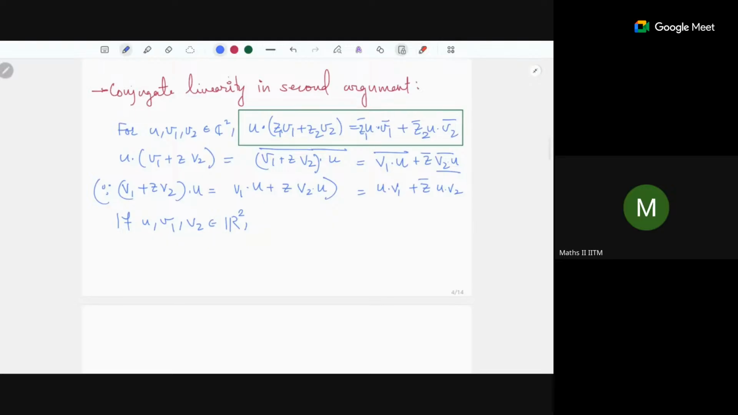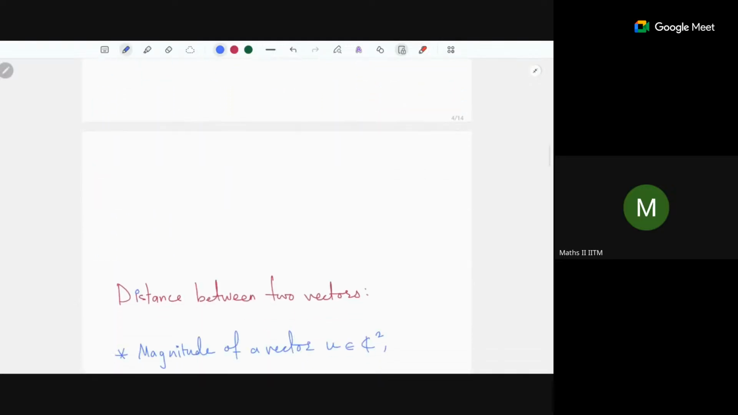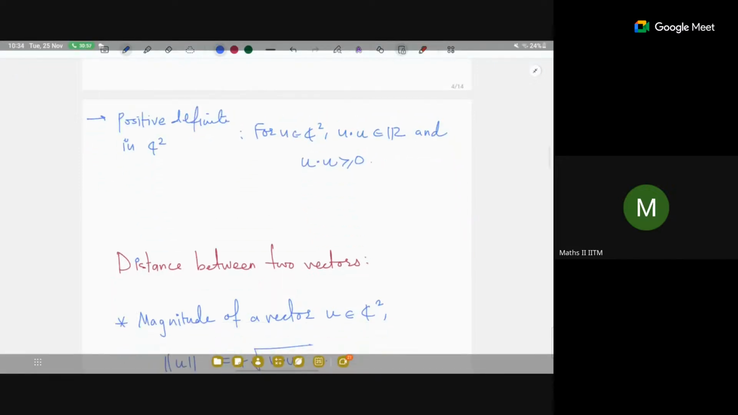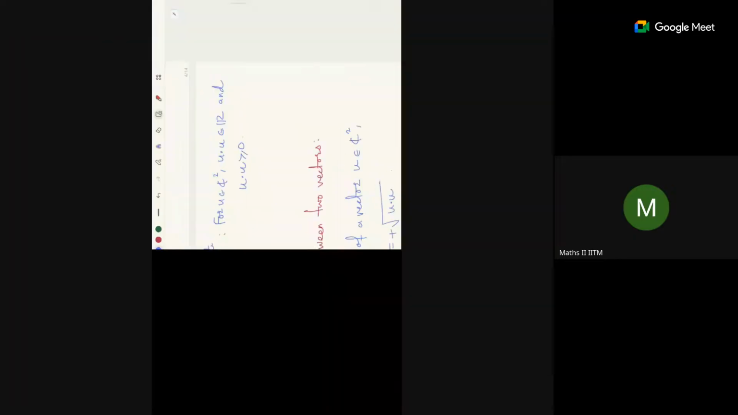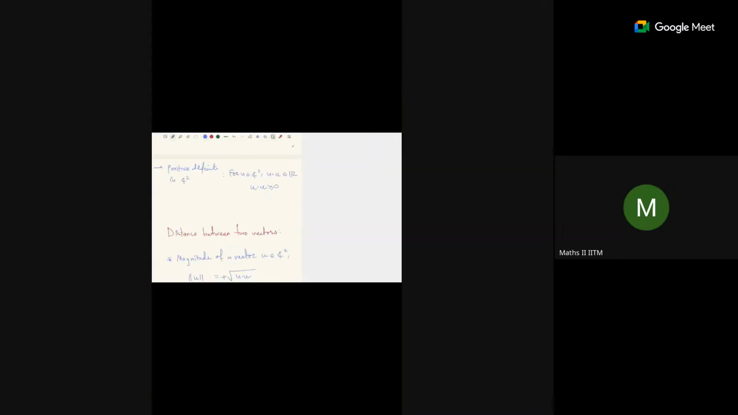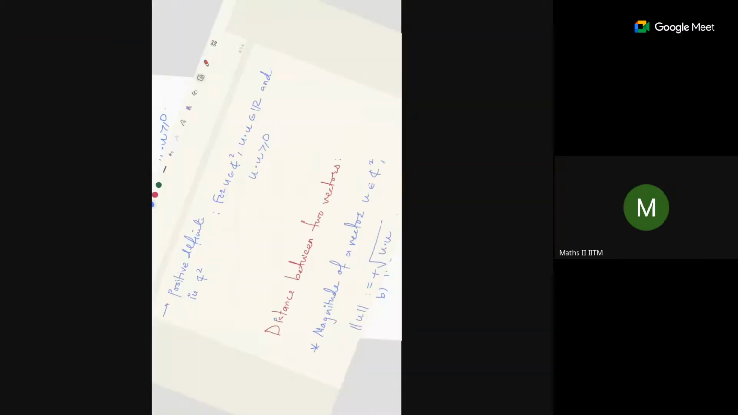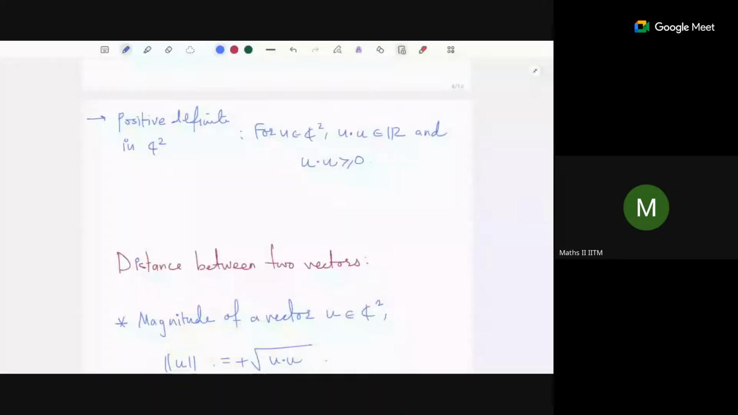Okay, so same thing. Now there is one more property that I should mention: the positive definiteness. Vectors in C2 have positive magnitude. So what do I mean by that? What does magnitude mean? It is basically the length of a vector. Similarly, for any vector, even if it is a vector in complex vector space, you can associate the concept of length to it.